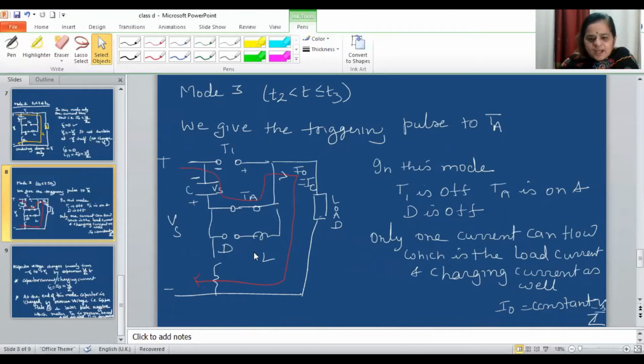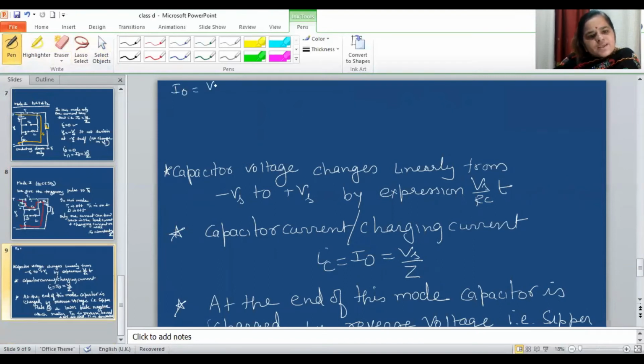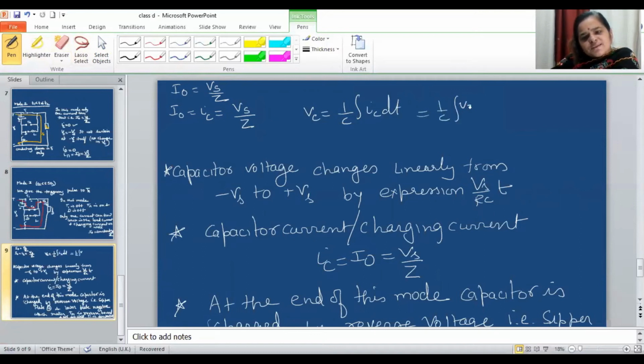Now you can see here, as we know, let me show it in the next slide. What is I0? I0 is Vs by Z. And in mode 3, I0 is equal to IC also. So what is IC? Vs by Z. So what is the voltage across the capacitor? That is 1 by C integration of IC dt. So when I put this value, Vs by Z dt, what capacitor voltage am I getting? Vs by Z into C into T.